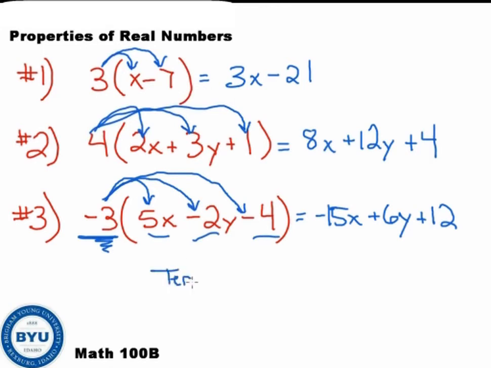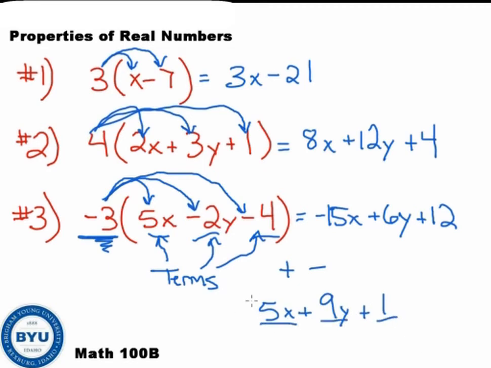Please note that these are all called terms, so you should realize that when something is separated by an addition or a subtraction sign, those are called terms. So 5x plus 9y plus 1 has 3 terms. The first term is 5x, the second term is 9y, the last term is 1.